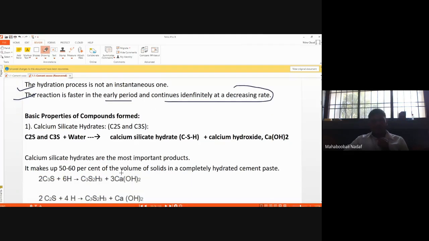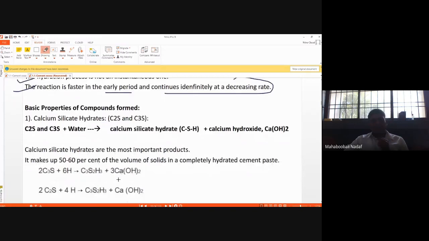Basic compounds, what are the basic things they are forming? See, C2S, C3S. What are these? Bogue compounds. These are called Bogue compounds. When these two combine with water, you will get what? C-S-H. So what is the name? Calcium silicate hydrate and calcium hydroxide. These two things are present. So calcium silicate hydrates are important.